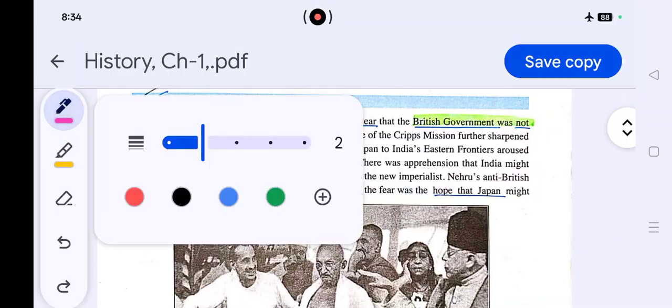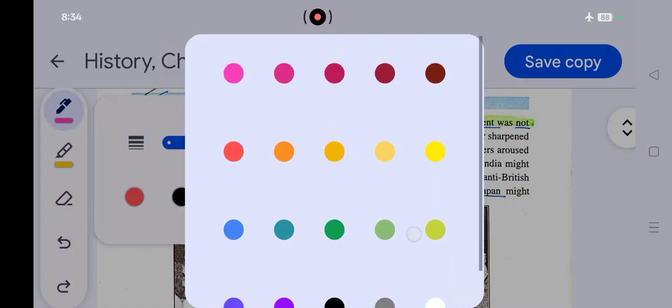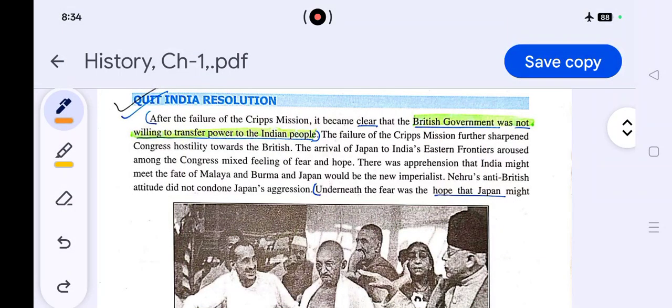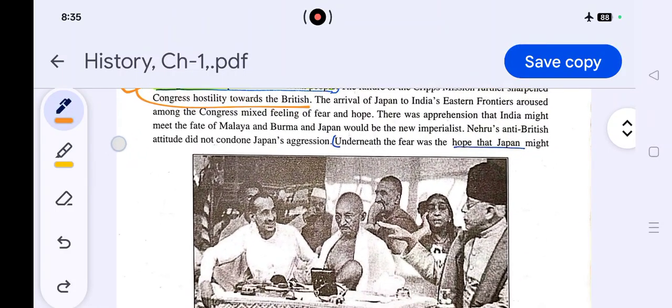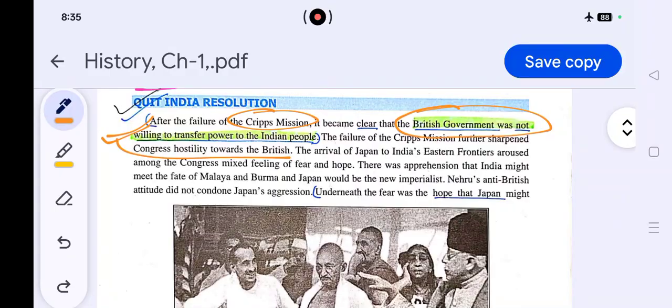So, Quit India movement. After the failure of the Cripps mission, it became clear that the British government was not willing to transfer power to the Indian people. How? Because they were not following what Indians or the Congress demanded. The failure of the Cripps mission further sharpened Congress hostility towards the British, because they were refusing everything that the Congress was asking for, like dominion status.